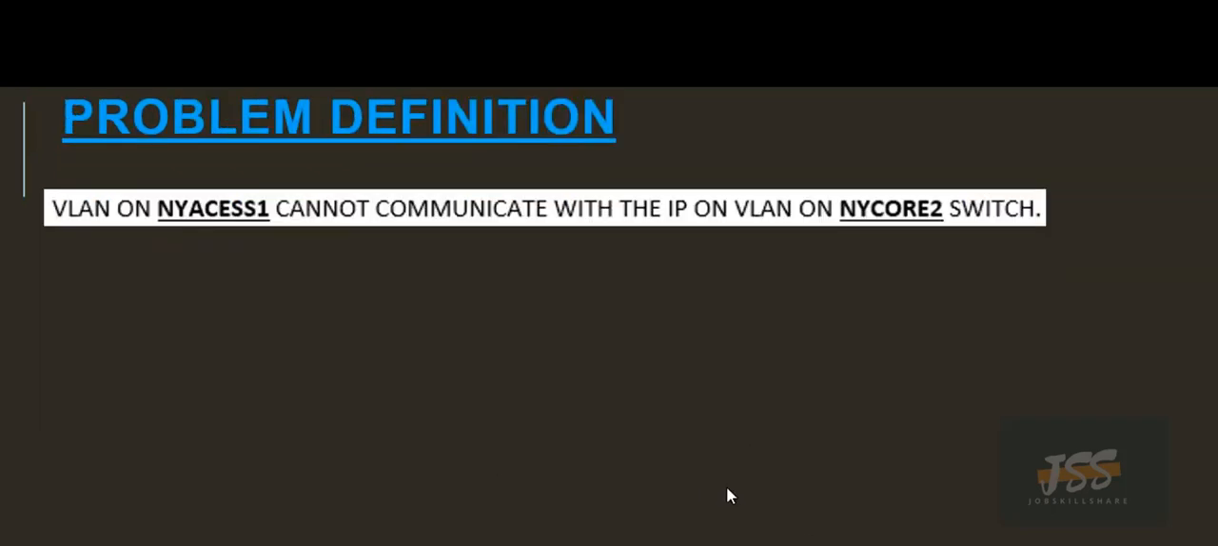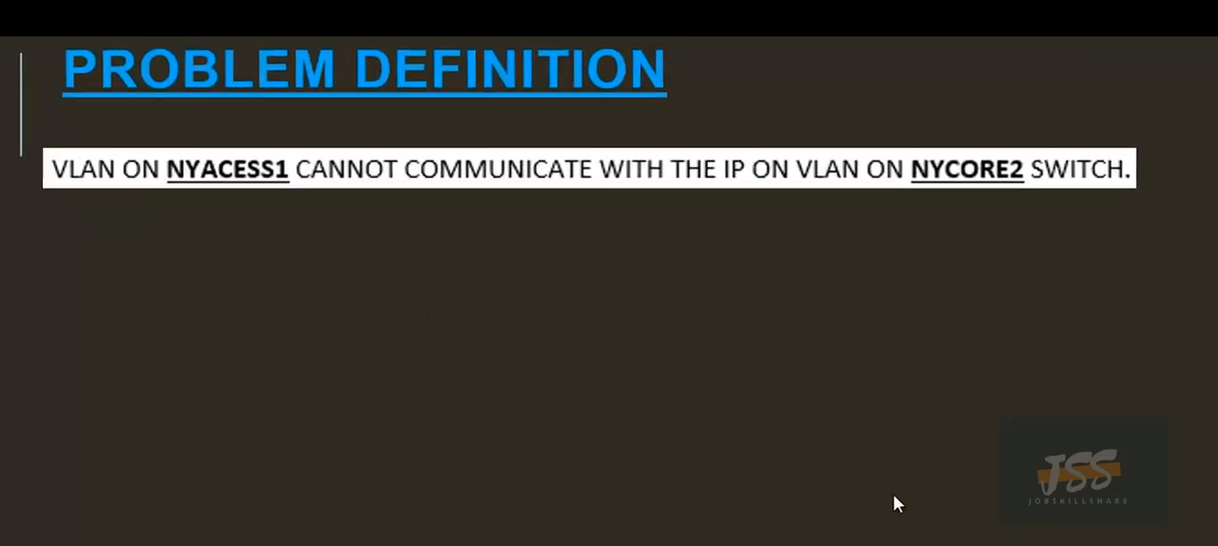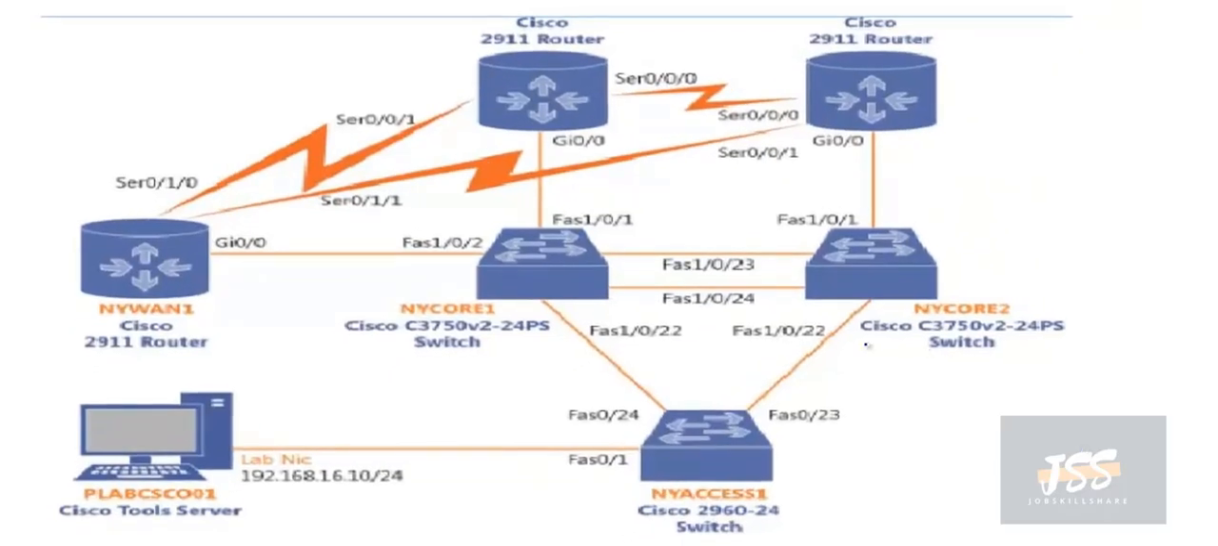So talking about problem definition, in this scenario, the VLAN on NY access 1 cannot communicate with the IP on the VLAN on the NY core 2 switch. So we will troubleshoot this problem. We are using this topology on the Practice Lab platform. We are talking about the NY access 1 switch, and we are talking about the NY core 2 switch. These cannot communicate between the VLANs or the IP configured on the VLANs.